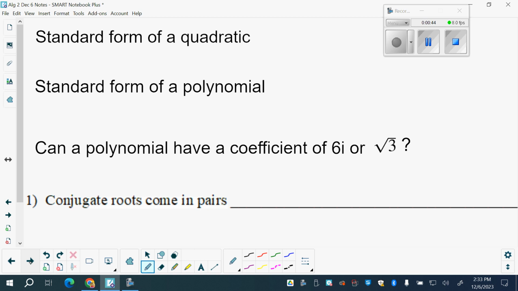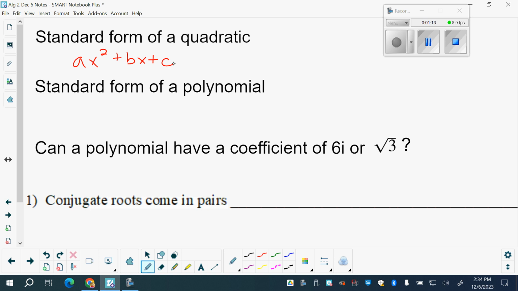Okay, so I'm going to talk about some definitions first. Only one of these is on your paper, so we're just talking about the rest of these. Standard form of a quadratic, what is that? So then on the standard form of a polynomial, same idea.